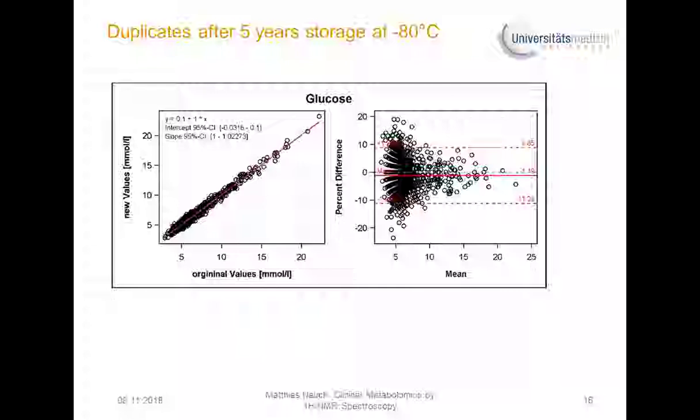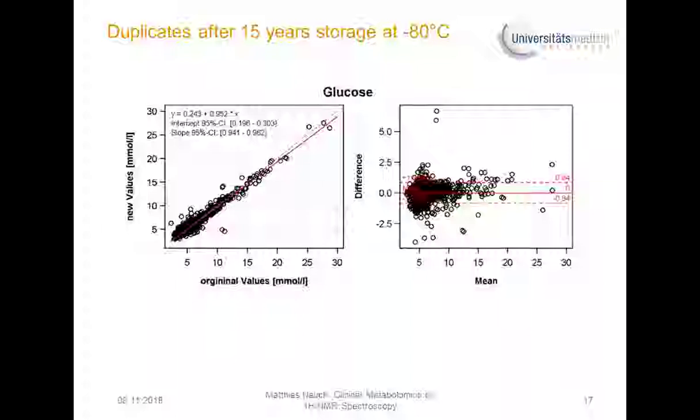When you look at this slide, here we remeasured samples which were stored in our biobank for a period of 5 years. And it's always the glucose concentration as in the first example. And here you see that the deviations are a little bit higher compared to the first slide, but taking into account that the time period is now 5 years between these two measurements, the situation is quite good.